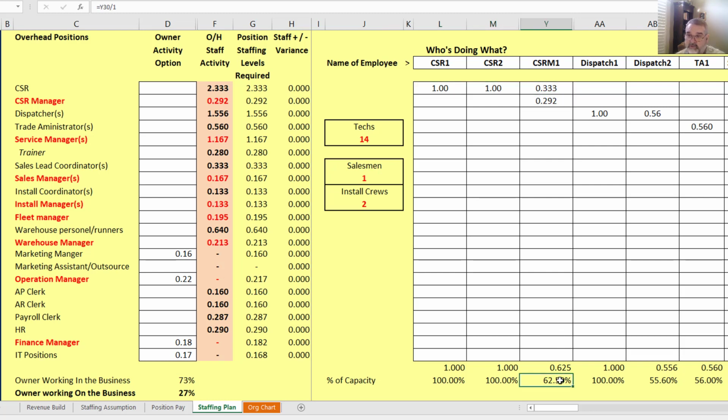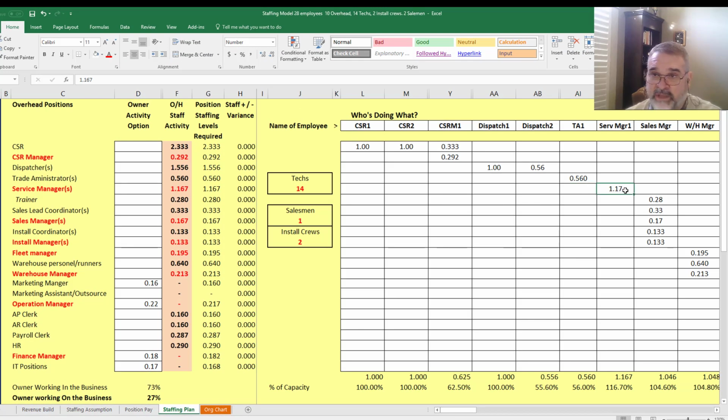So my call center manager is at 62% efficient. My dispatcher, I've got a full dispatcher and a half a dispatcher. I've got 1.6. I need 56% of a trade administrator, so that person's job just grew from 40% to 56%. Service manager, I need 1.7. Okay, 1.16 service managers based off of that many techs, so he's at full bore. You can see I took the training off of him and gave it to the sales manager. So now we have a dedicated sales manager, and he's at 104%. Took that off of the owner.